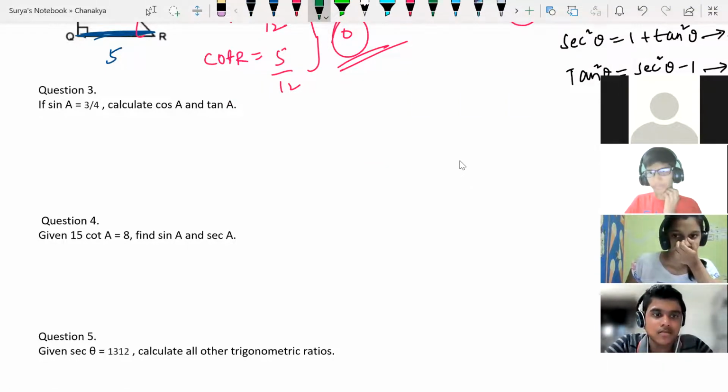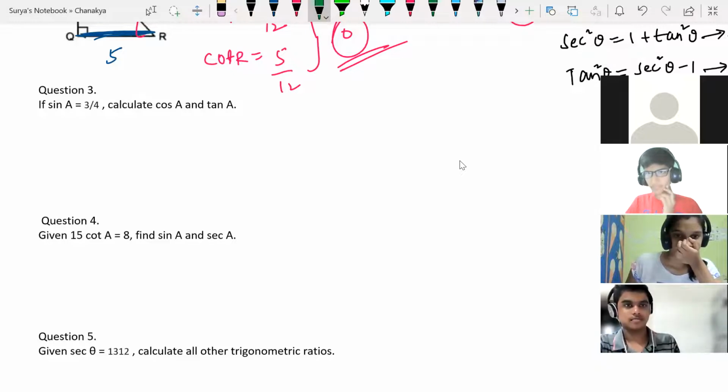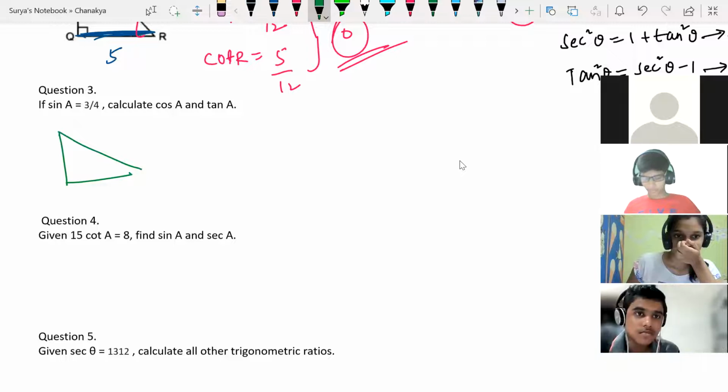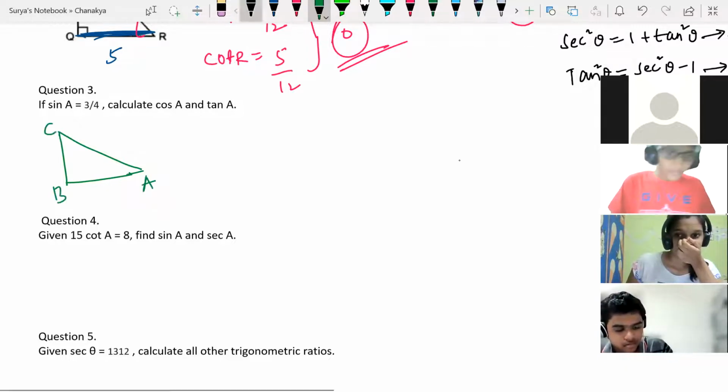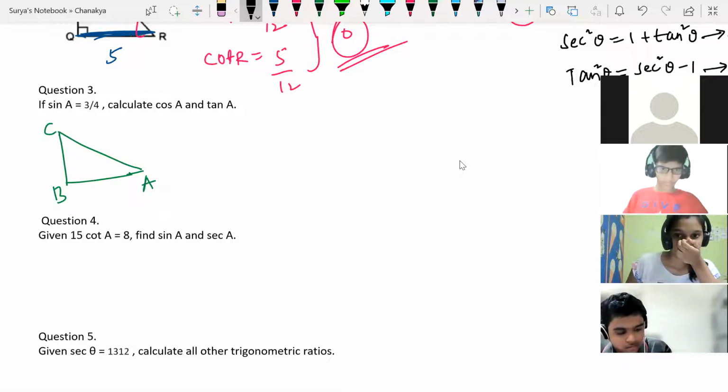Okay. Sin A is given as 3 by 4. Calculate cos A. Let us say this is A, B, C. Sin A means opposite by hypotenuse. Opposite is this, hypotenuse is this. Yes or no? What is this going to be now?